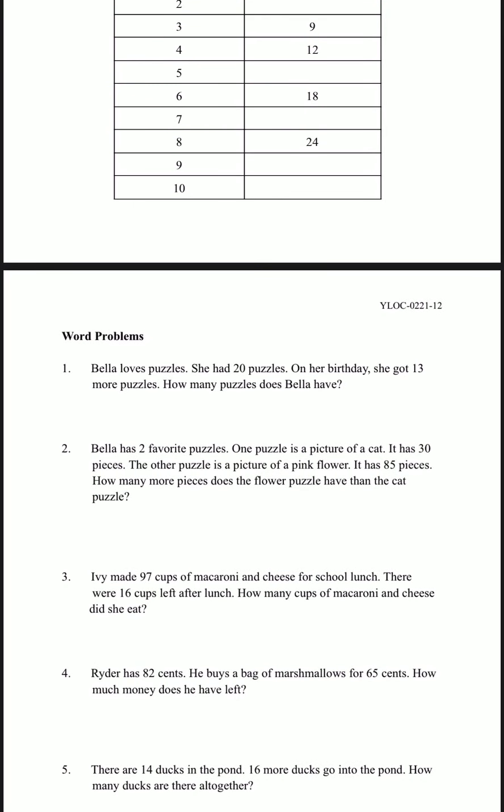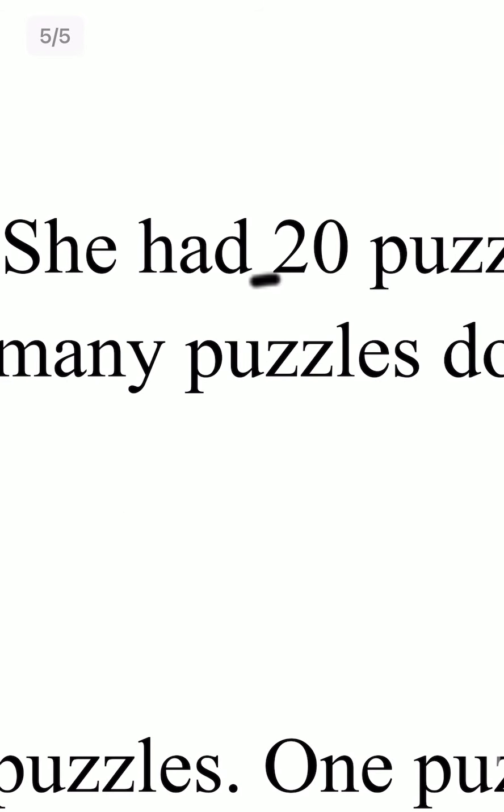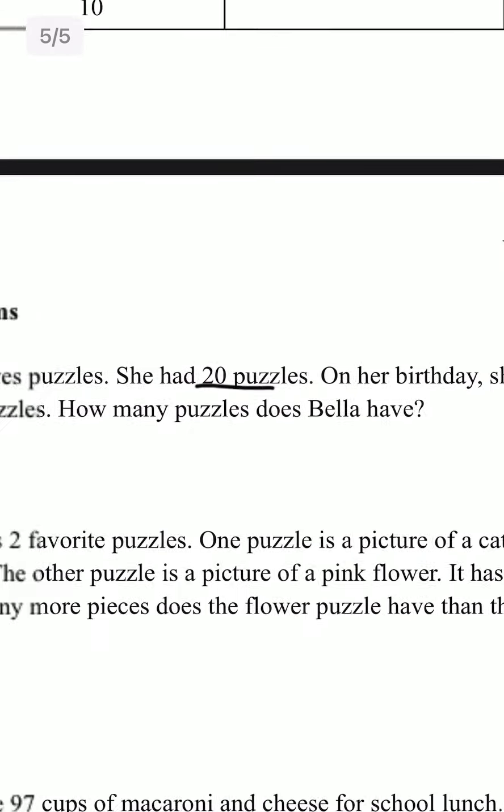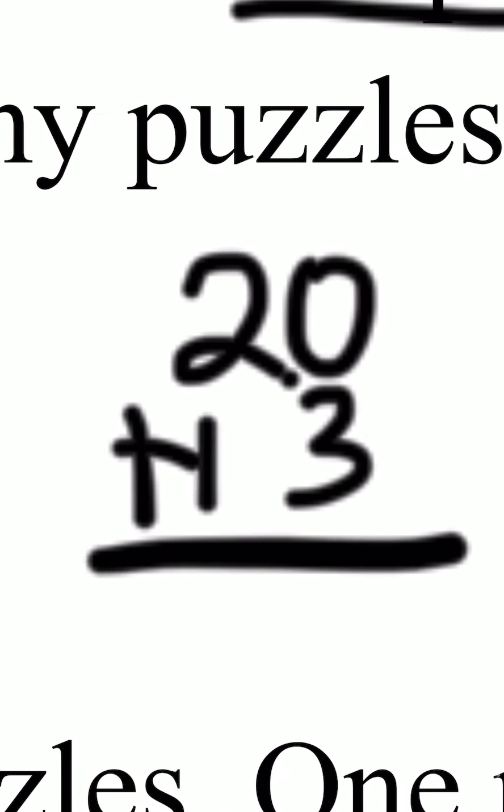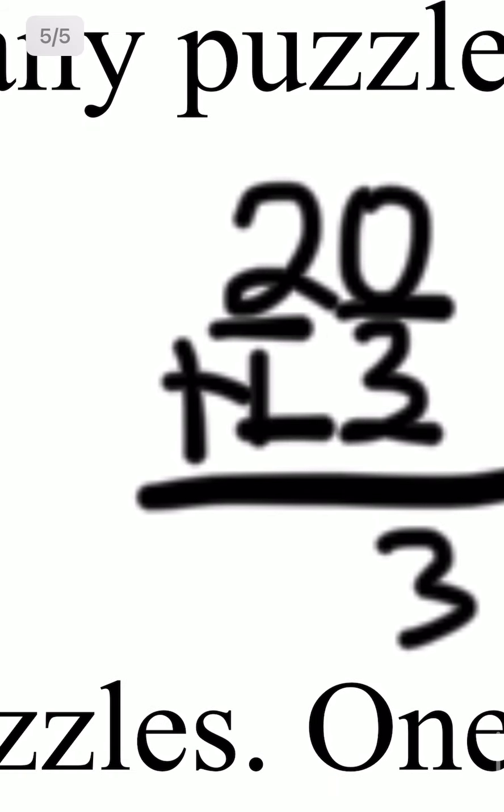For this part, we have word problems. Let's look at number 1. Bella loves puzzles. She had 20 puzzles. On her birthday, she got 13 more puzzles. How many puzzles does Bella have? So to find the total number of puzzles, we need to add 20 and 13. So 0 plus 3 is 3, and 2 plus 1 is also 3. So yeah, 33 puzzles all together.